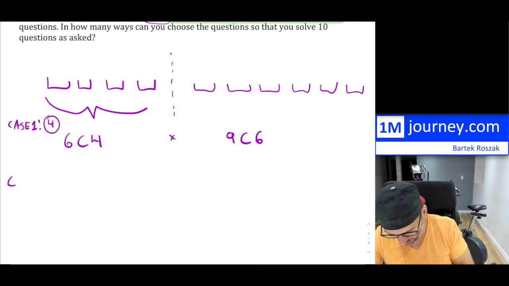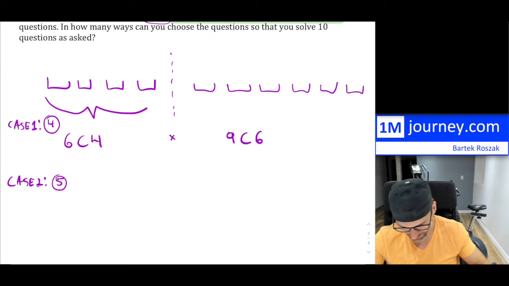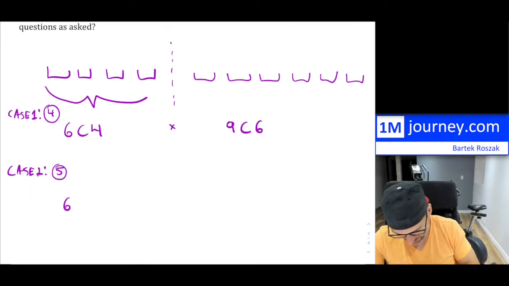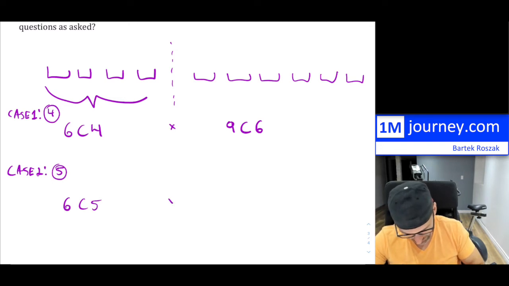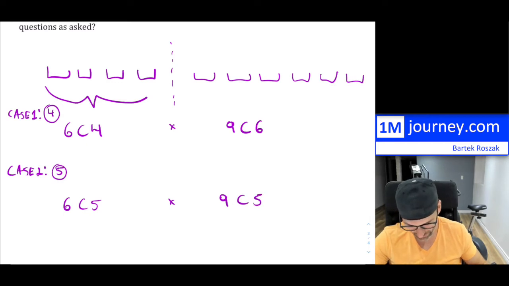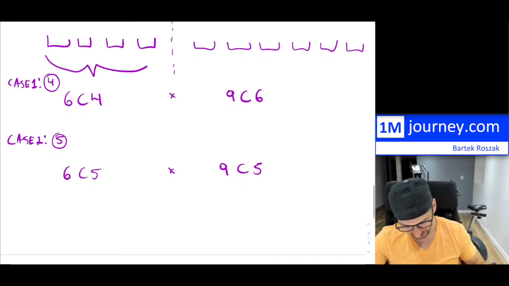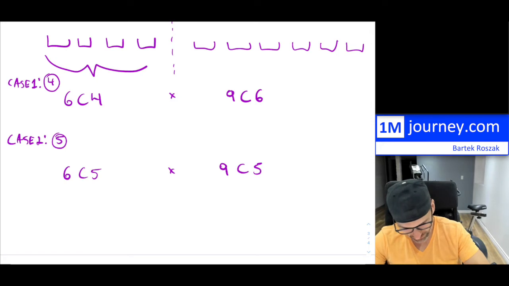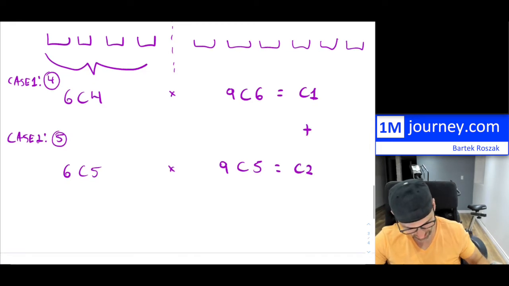A case 2, we're going to have to add, what if we had 5 of them, right? Because it says at least 4. So that's going to be 6 choose 5 multiplied by, so from the remaining 9, we want to choose 5 from here. So we're going to be adding those up, so whatever we get here, so this is case 1, case 2, so we're going to be adding those up.